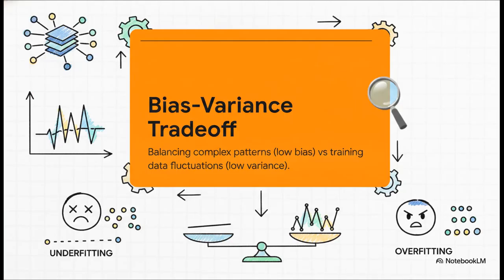One of the absolute core concepts you're going to see tested in almost every single interview is the bias-variance tradeoff. It's really the ultimate balancing act. You're trying to capture complex patterns, which means low bias, without being overly sensitive to weird fluctuations in your training data, so low variance. Minimizing both of these is exactly how you avoid the dreaded underfitting, where you just miss the pattern entirely, and overfitting, where the model essentially just memorizes the training data.